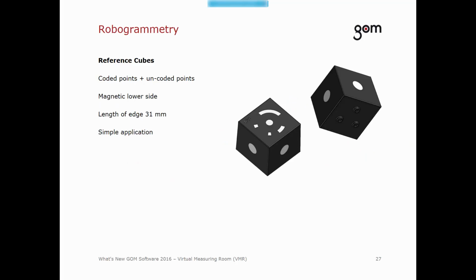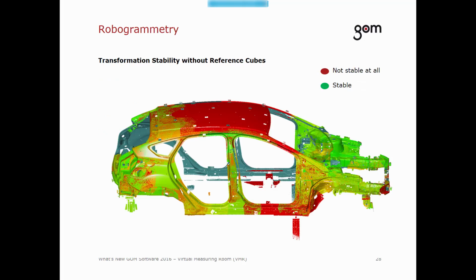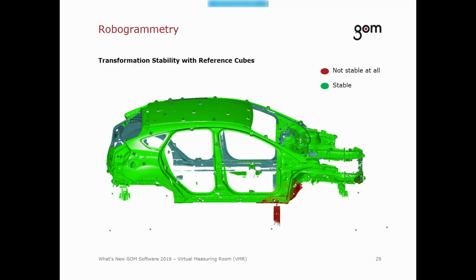Reference cubes have both coded and uncoded reference point markers. To keep the setup time of the measuring object short, the reference cubes have a magnetic lower side. That way they can be applied easily and be used again. They allow for a better photogrammetry measurement and an easy digitizing. A transformation without using the stability of the reference cubes leads to difficulties on flat surfaces, like you've seen on previous slides. With Robogrammetry and the high transformation stability for all measurements, we achieve a high absolute accuracy, even in the challenging areas.